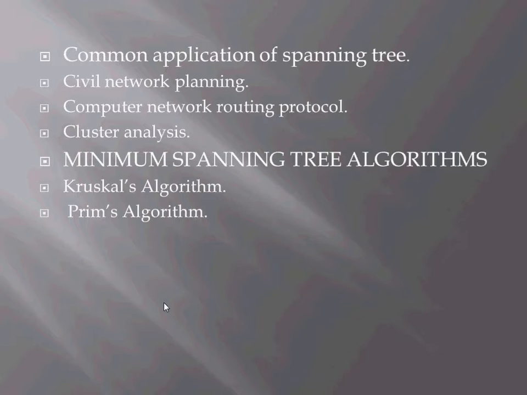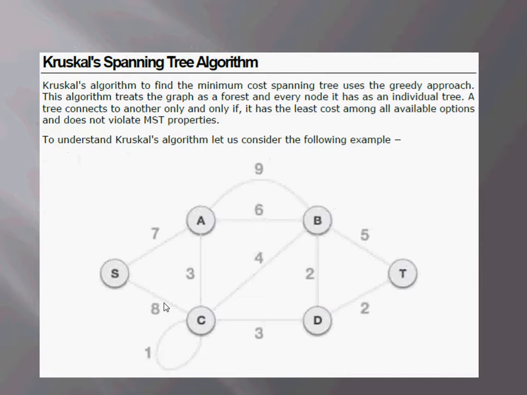Okay. So there are some minimum spanning tree algorithms: Kruskal's algorithm and Prim's algorithm. Kruskal's spanning algorithm considers each element as a forest, as an independent tree. The graph is considered as a forest, but each node is considered as a single individual tree. If you want to travel from one place to another, we don't have any loop, and we must find the minimum shortest path.